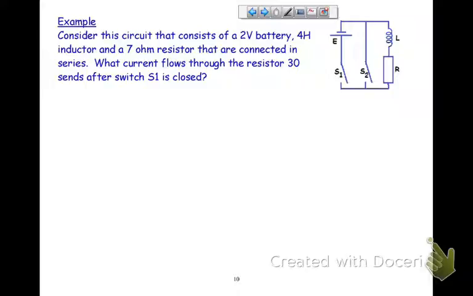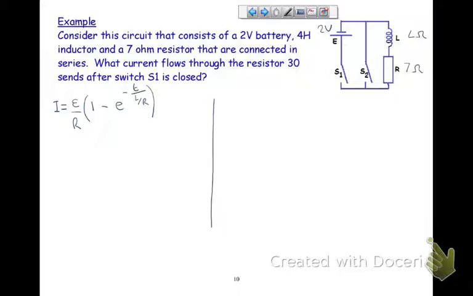Consider this circuit that consists of a 2-volt battery. So that's 2 volts. This is a 4 Henry inductor, and it is a 7 ohm resistor. Connected in series, when the current flows through the resistor, 30 seconds. So there's the smart way and the not so smart way. I'm charging up. So my I is equal to, what did we say? It was equal to E over R, which times 1 minus e to the minus t over, what was that? L over R.